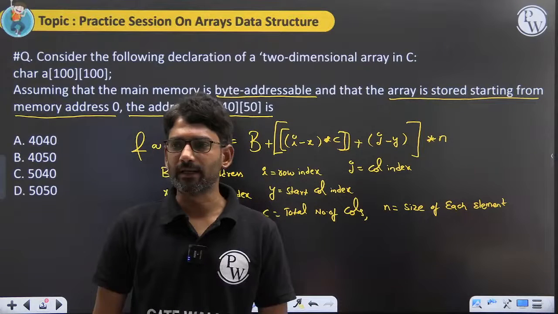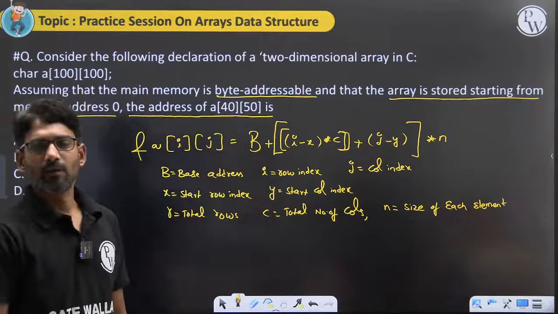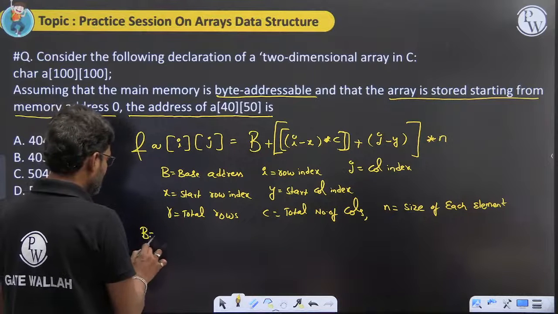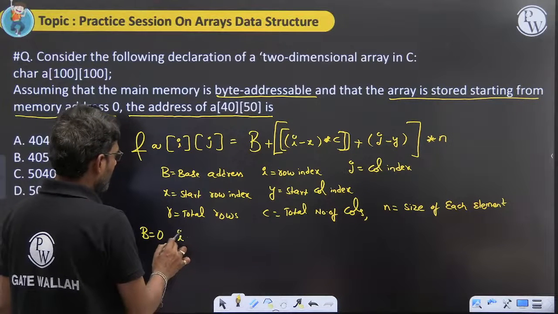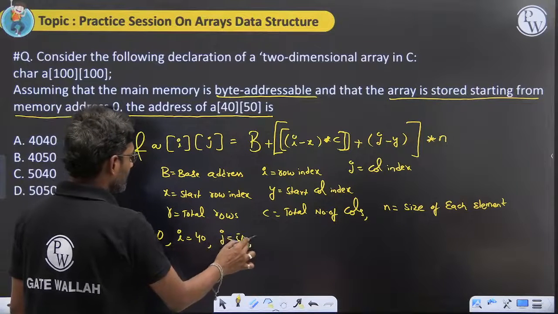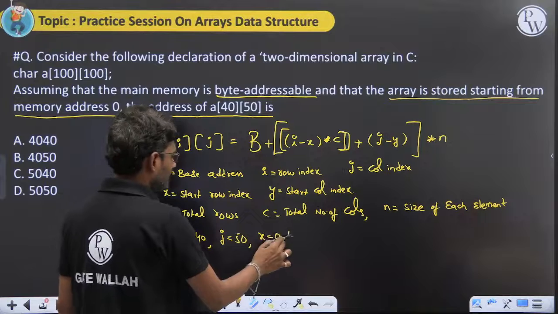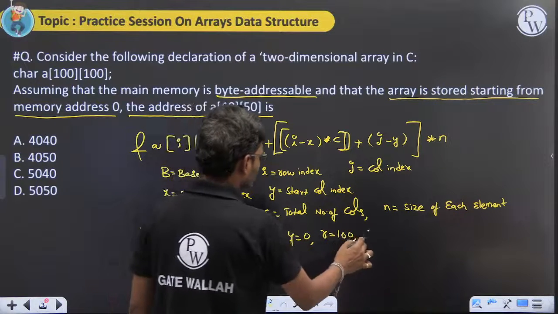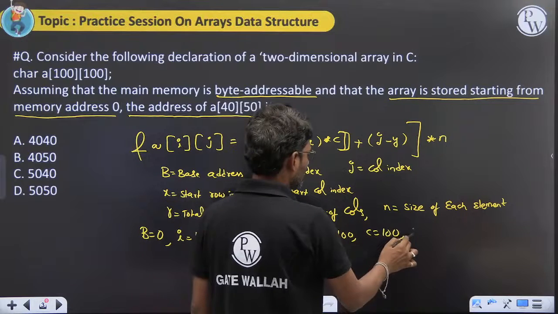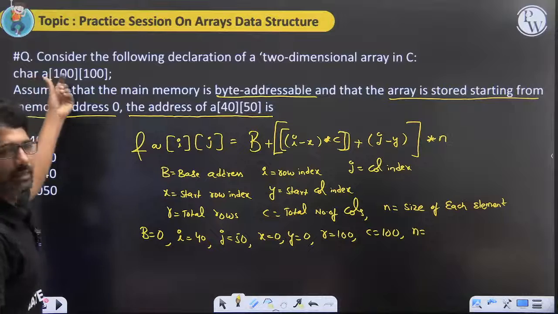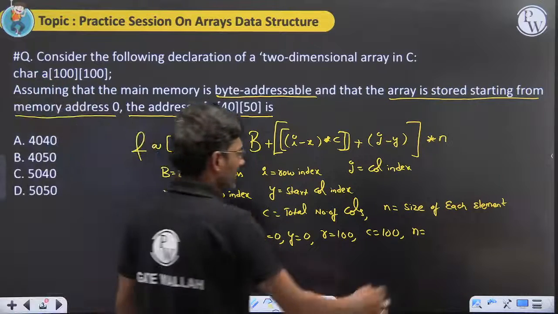So we are given base address as 0, I is 40, j is 50, x equal to 0, y is equal to 0, number of rows 100, number of columns also 100, and n, the size of one element, it is character data type, so 1 byte.